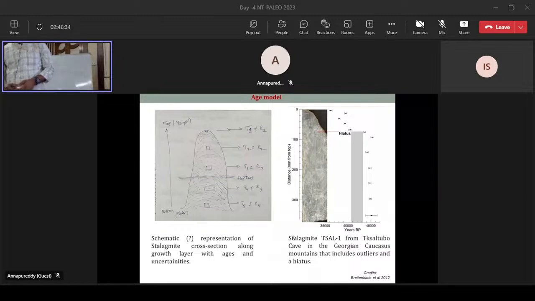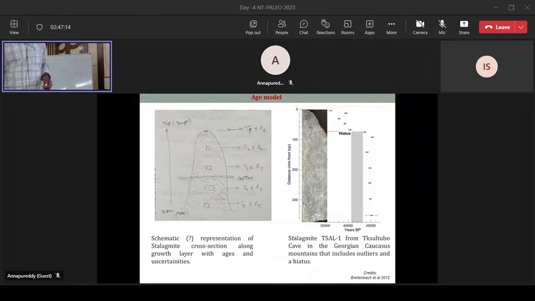A hiatus means, as we see from the growth layer itself, we can see that, and you see there is a very large age difference, and definitely within that short range, if something happened like 1,000 years, no sediment deposition has happened. One of the techniques is to understand that way. Then you should have closely spaced dating. Yeah, that is not so easy. You need some grams, an amount of grams, to do that.